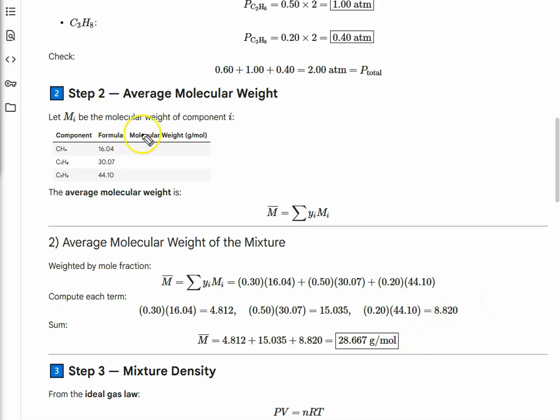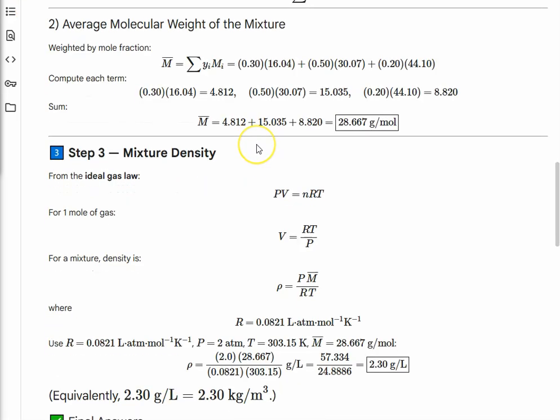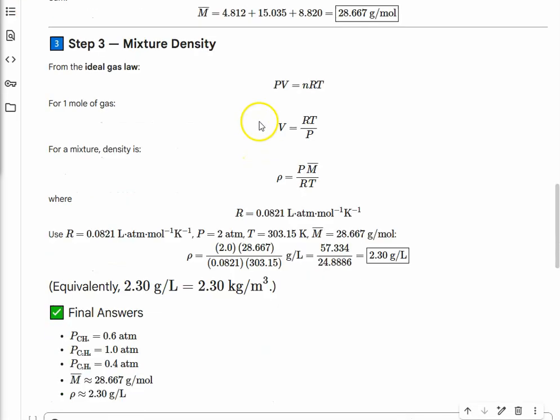Next I am going to calculate the mixture density. Here we will use the ideal gas law. For the ideal gas law we know that PV is equal to nRT. So for 1 mole of gas, V is equal to nRT by P, where n is actually 1. Now the mixture density rho is equal to P times the average molecular weight divided by RT.